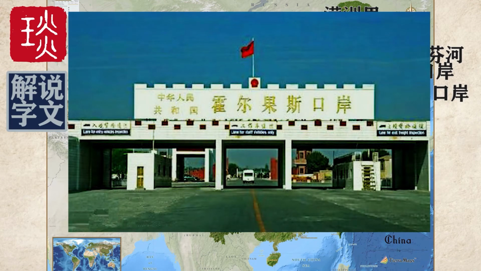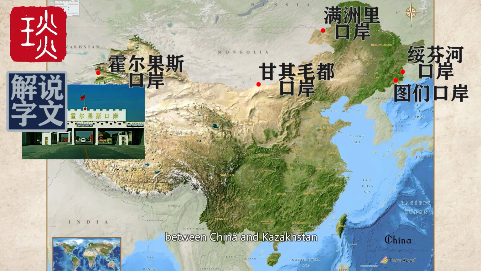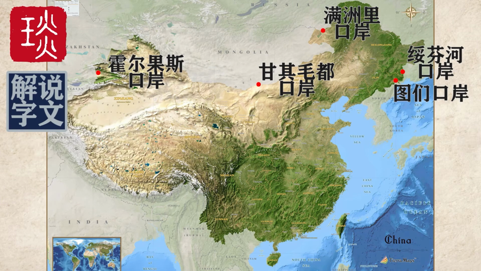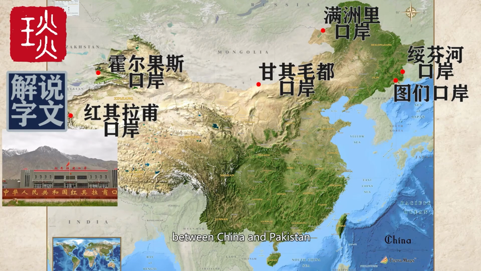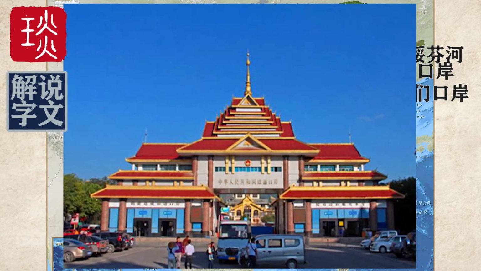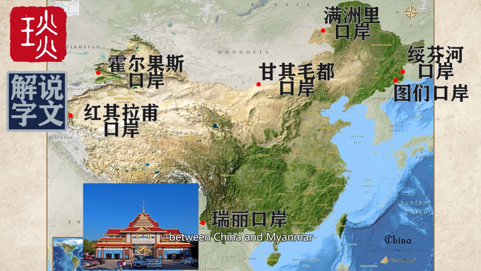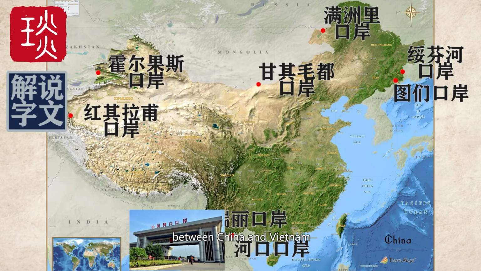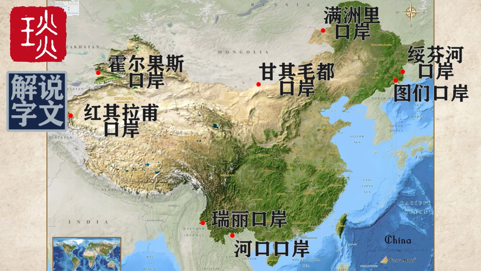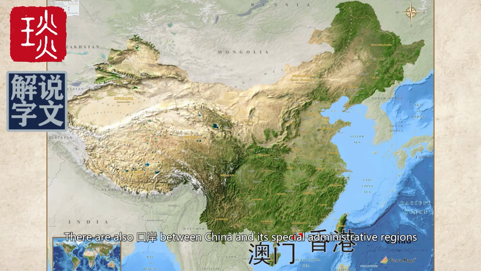霍尔果斯口岸 between China and Kazakhstan. 红旗拉福口岸 between China and Pakistan. 瑞丽口岸 between China and Myanmar. 河口口岸 between China and Vietnam. There are also 口岸 between China and its special administrative regions, Hong Kong and Macau.